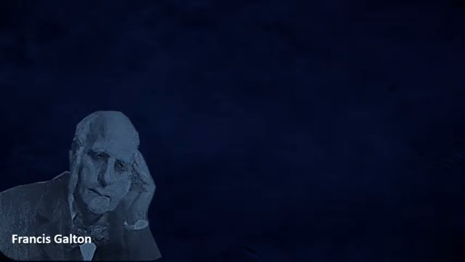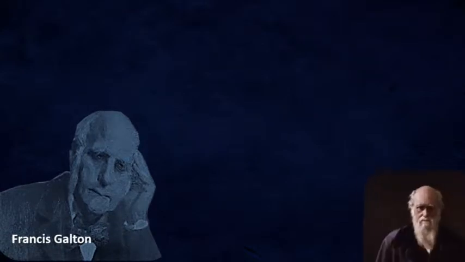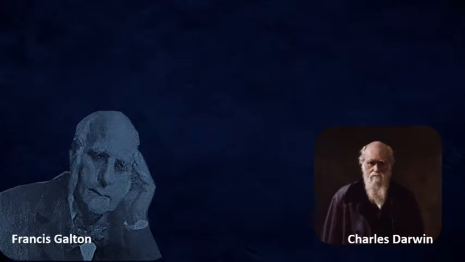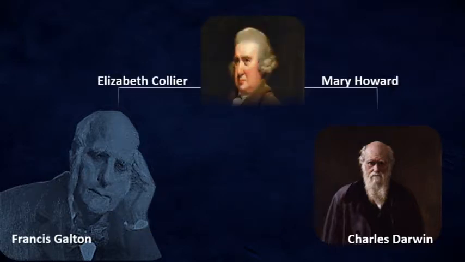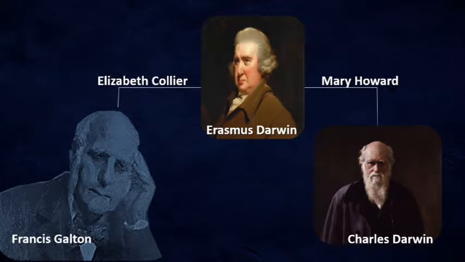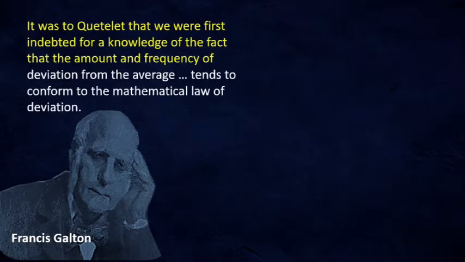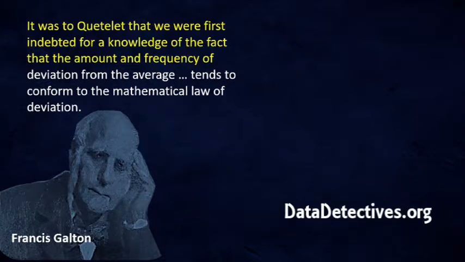Galton used Quetelet's ideas to analyze the theories of evolution and heredity raised by Charles Darwin. Darwin was a distant cousin of Galton's. Each traced his lineage to Erasmus Darwin, who was twice married. One can only imagine the conversations around the table during their family reunions. Galton in 1877 delivered a lecture in which he said, "It was to Quetelet that we were first indebted for a knowledge of the fact that the amount and frequency of deviation from the average tends to conform to the mathematical law of deviation."